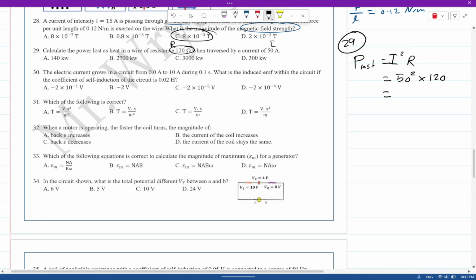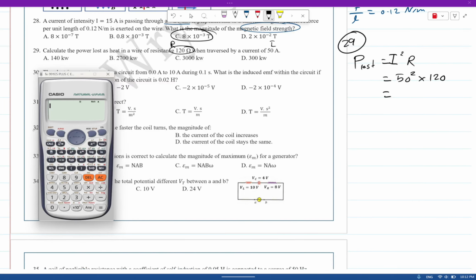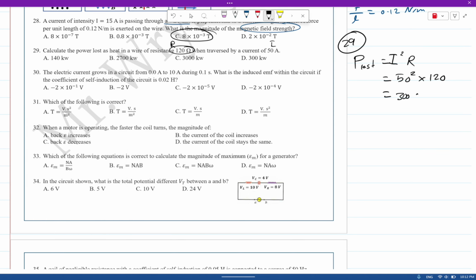So let's do the math. 50 squared multiplied by 120. The answer is 300,000. That is power, so it is in watts. Of course, can I write 300 instead of this 1,000, call it kilowatts? Yes. And this is kilo because in all the options I had kilo. This is why I've converted this to a kilo. So which one is 300 kilo? That is option D.